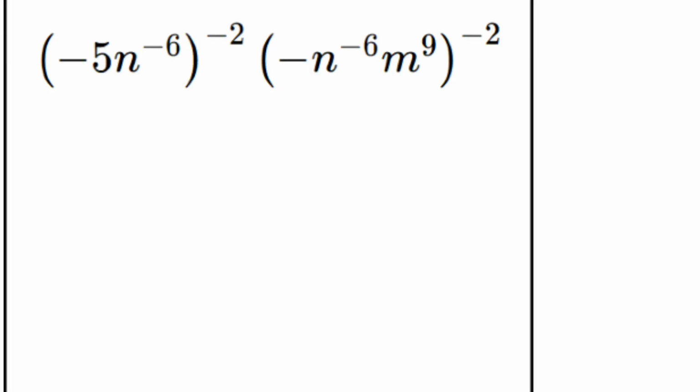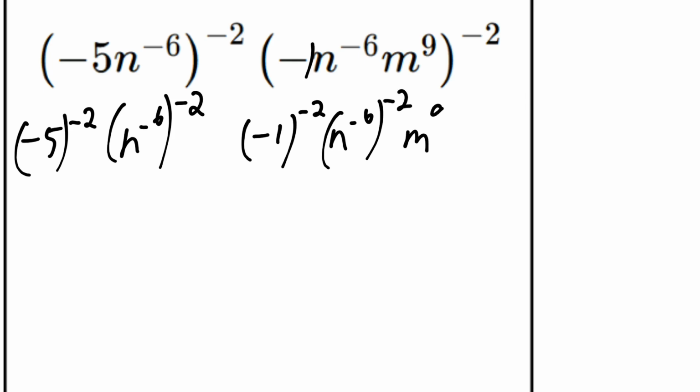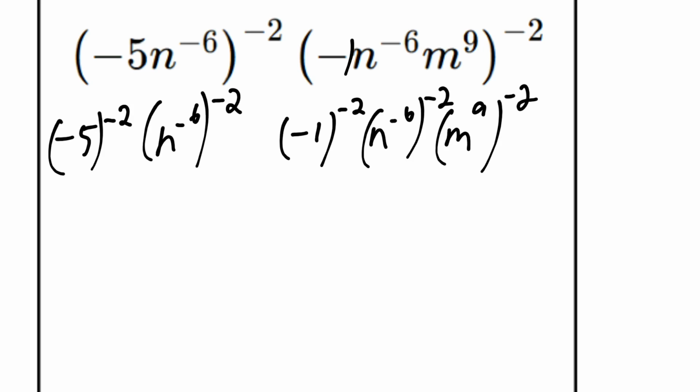So for this one, remember that there's different terms. We have negative 5 raised to the negative 2. We have n to the negative 6 raised to the negative 2. And I'm going to think of the negative 1 in front of this as a whole separate term, to the negative 2, n to the negative 6 to the negative 2, and m to the 9th raised to the negative 2. A lot of distributing here.